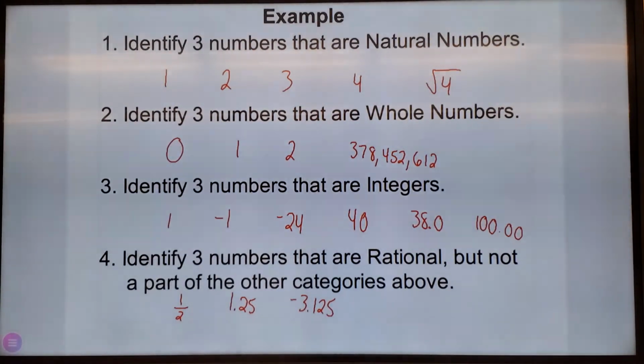Number 4 there, identify 3 numbers that are rational numbers, but are not part of the other categories above. So here I'm looking for simply fractions and or decimals. Okay, so 1/2, 1.25, negative 3.125.